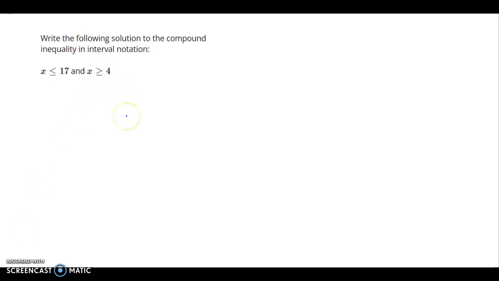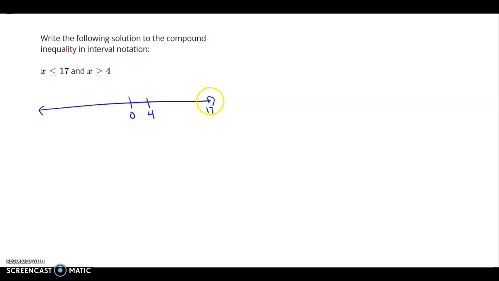We need to write the following solution to the compound inequality in interval notation, and I'm going to add on that we'll just go ahead and graph this as well. So let's get our number line. We've got 0. I'm going to just put 17 up here and 4 down here. Okay, so let's do 17 first.